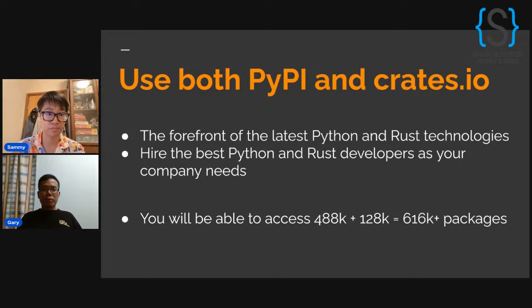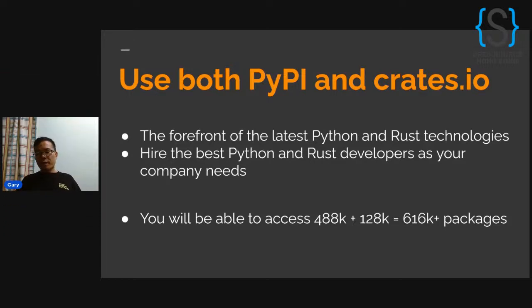So the idea is you'll be able to use both. You have 500,000 packages in Python and about 130,000 in Rust. So you add them up together, and you have over 600,000 packages at your disposal. You can hire both Python and Rust developers as your company needs. You don't have to worry about security problems that plague the C and C++ world, like double frees. I'm not saying that Python and Rust don't have security problems, but several classes just don't exist because of the way the languages are constructed.